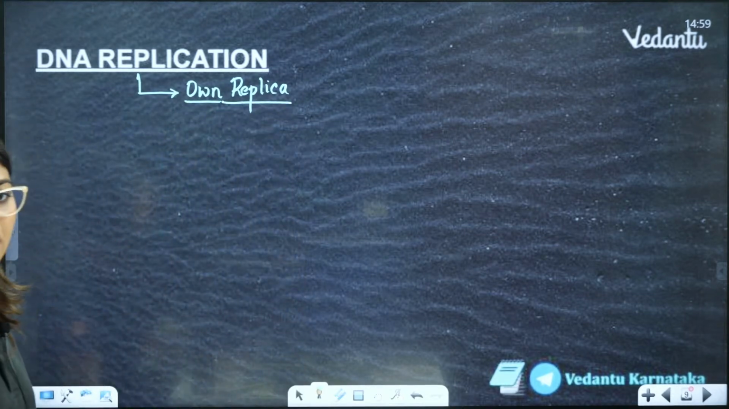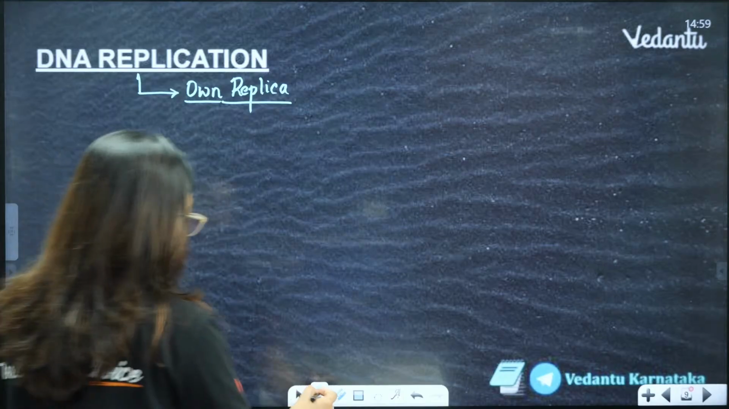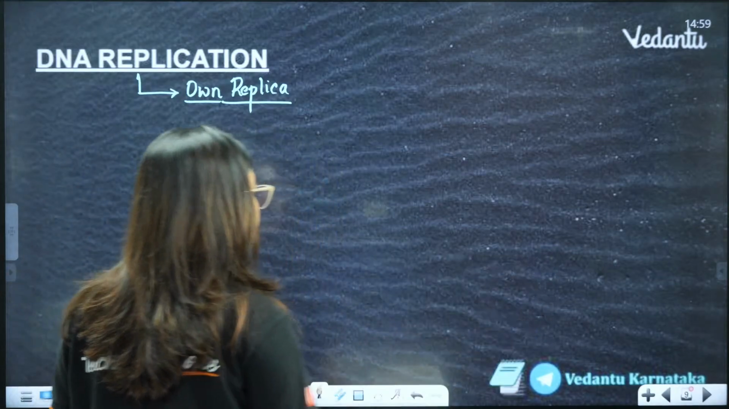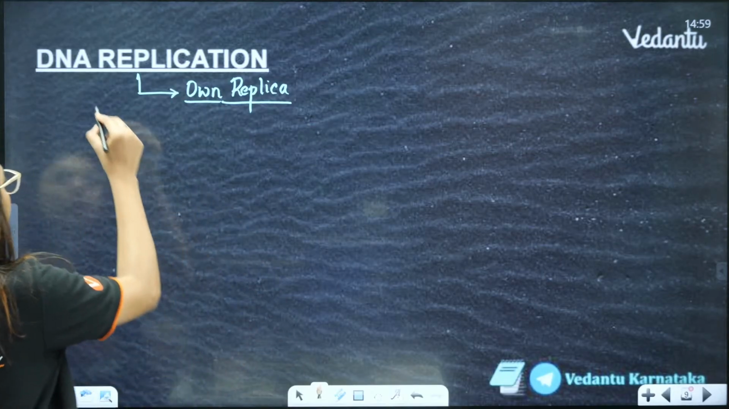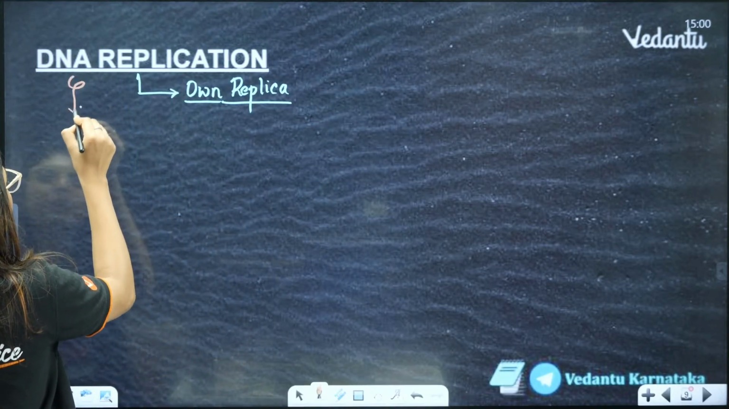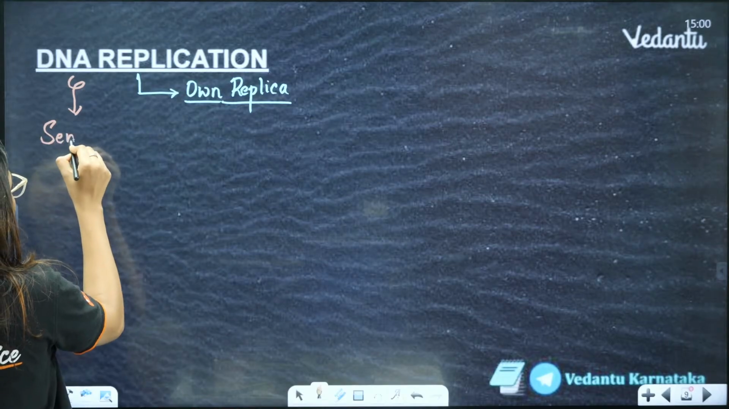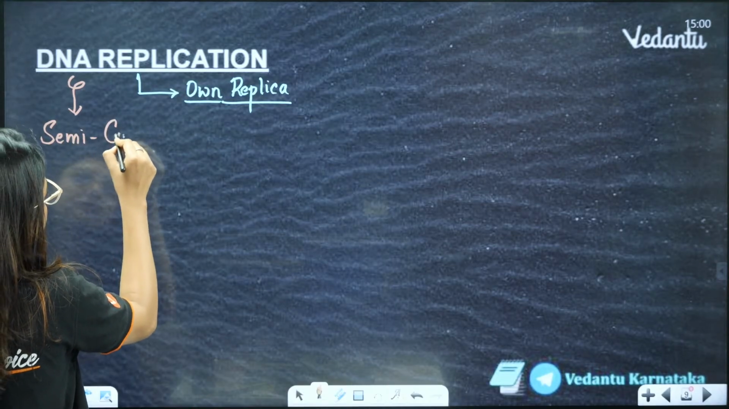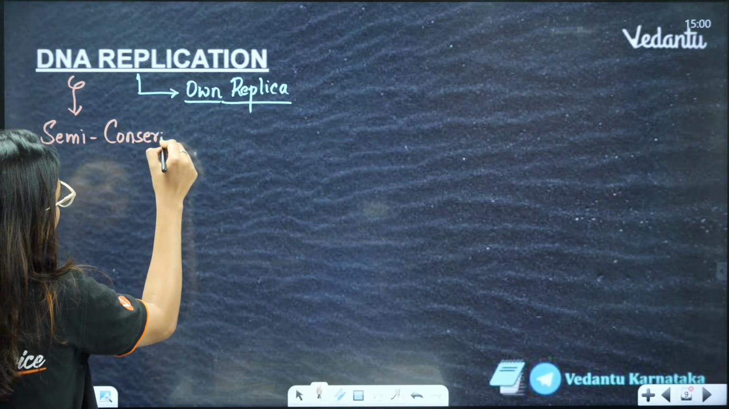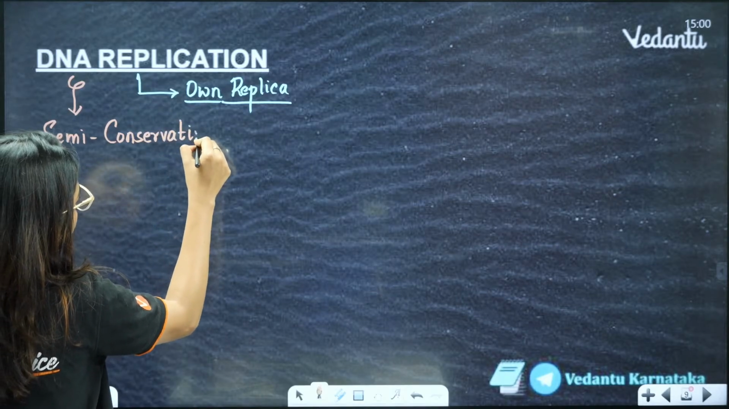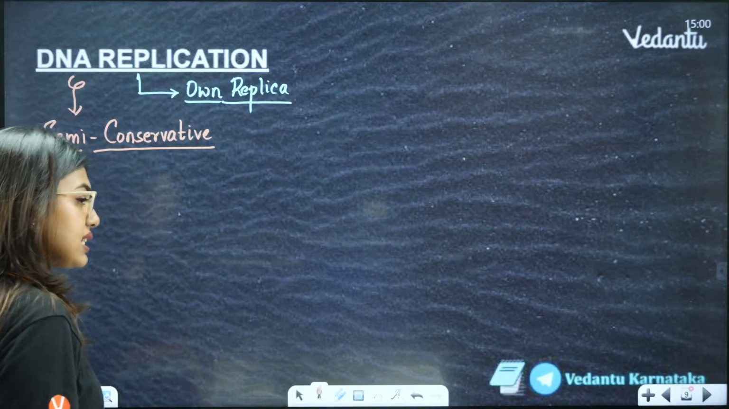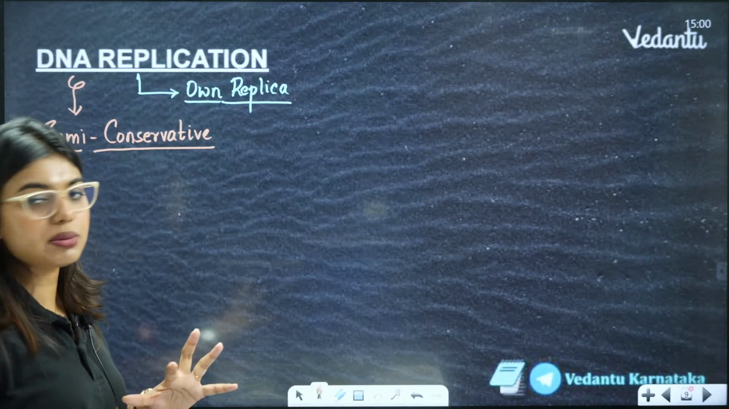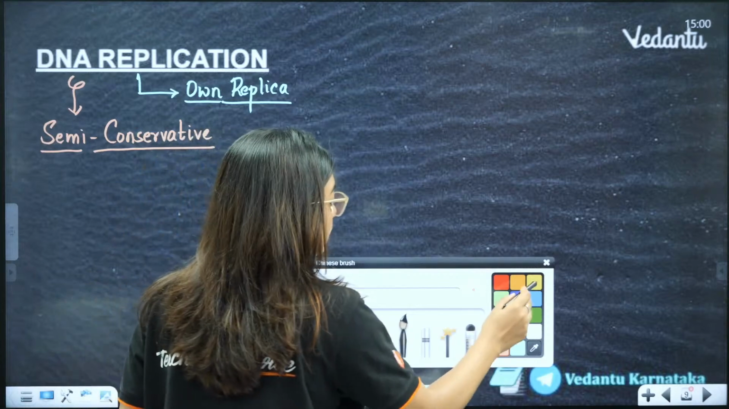Okay, own replica. Now, how do they form that? I will show you. So, students, here our DNA replicates in a semi-conservative manner. Okay, how does DNA replicate in a semi-conservative manner? Semi-conservative, correct. Now, what is semi-conservative? To explain semi-conservative, first we need to see what conservative is.